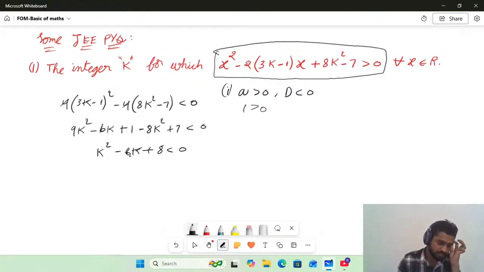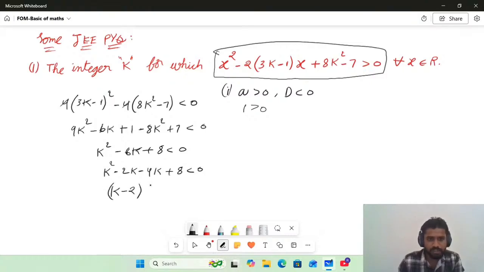What are the roots here? How to factorize the middle term? K square, we can split the middle term like minus 2k and minus 4k, should be less than 0. So k of k minus 2 and minus 4 of k minus 2, which is k minus 4. So k minus 2 into k minus 4 less than 0.